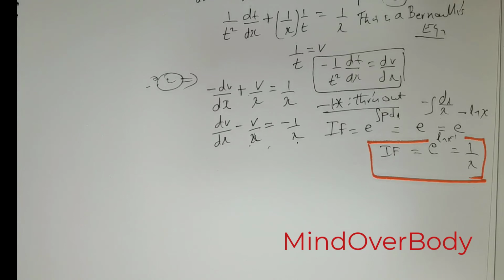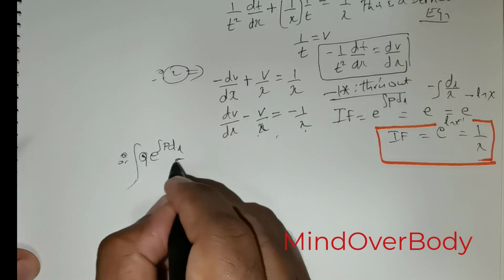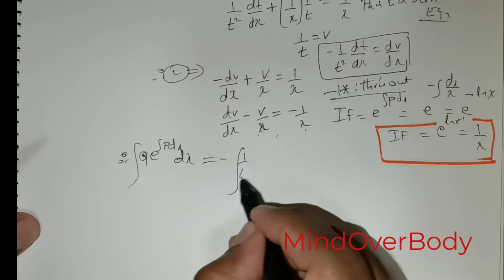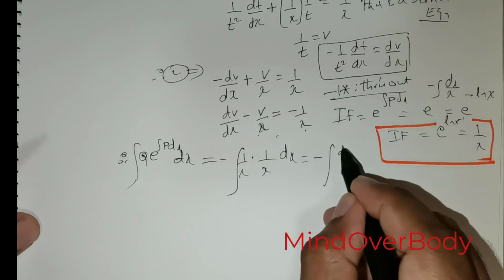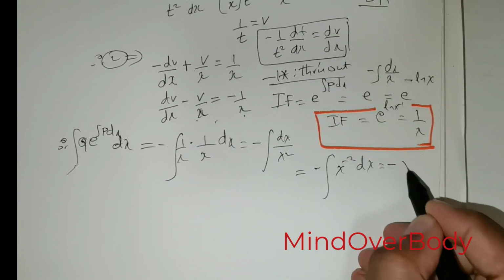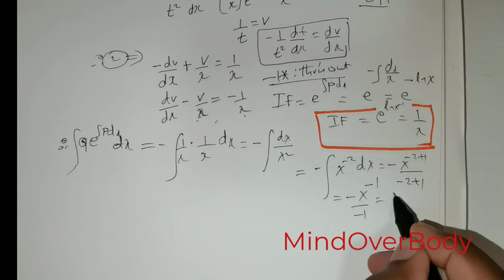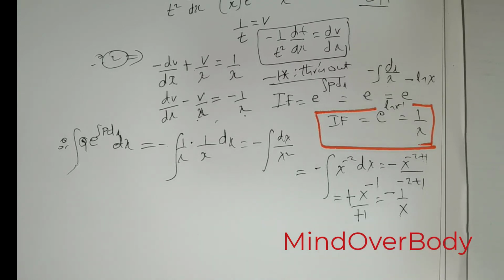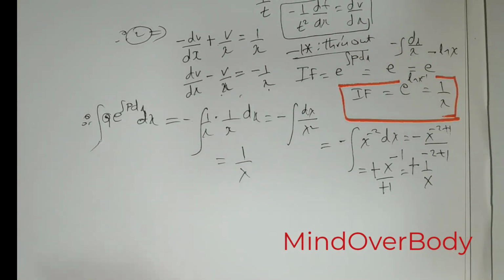So having obtained the IF, I need to obtain the q. Therefore my integral of q times e raised to the power of integral p dx is equal to the integral of negative 1 over x times 1 over x times dx, which is negative integral dx over x squared, which is integral x to the power of negative 2 times dx. I can write this as x to the power of negative 2 plus 1 divided by negative 2 plus 1, which is negative x to the power negative 1 divided by negative 1, which is negative 1 over x. Apparently there are two negatives here, so this will become positive, right? So this is positive 1 over x, so I can write that.